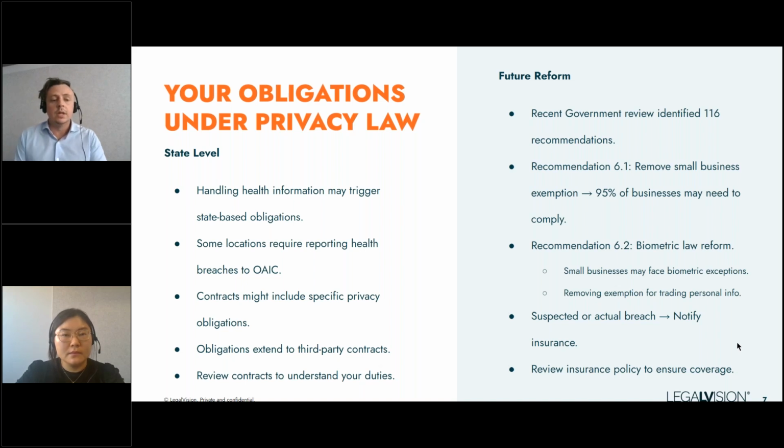And recently, the federal government reviewed their privacy framework in Australia, and there were 116 recommendations made, including 2 noteworthy recommendations. Recommendation 6.1 was to remove the small business exception of $3 million in annual turnover. The proposed removal could affect approximately 95% of Australian businesses.